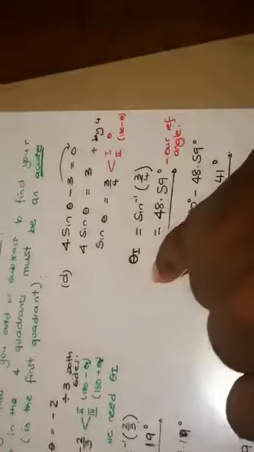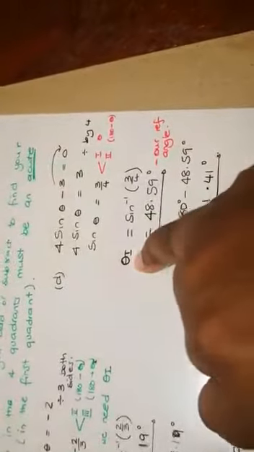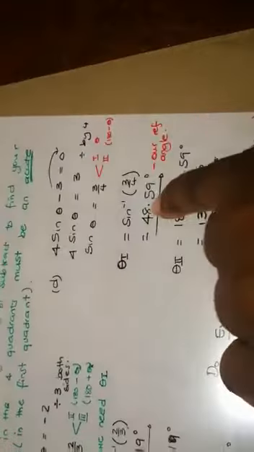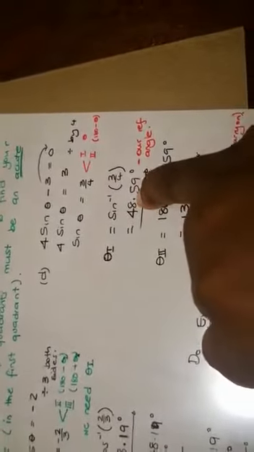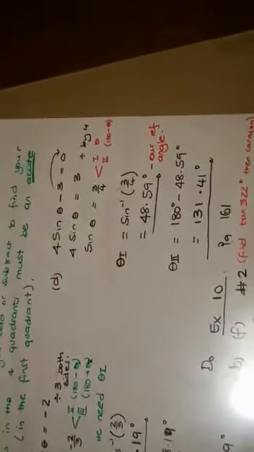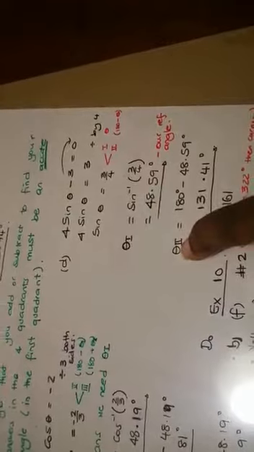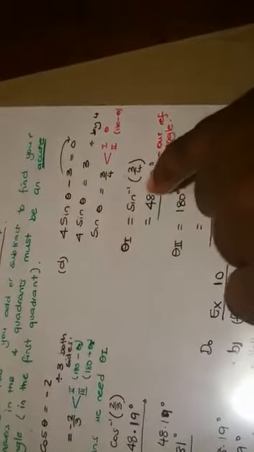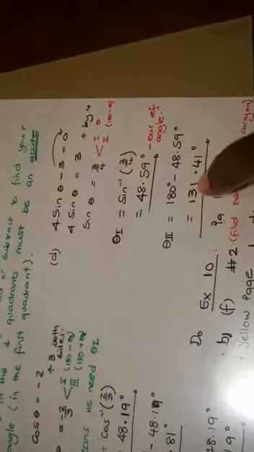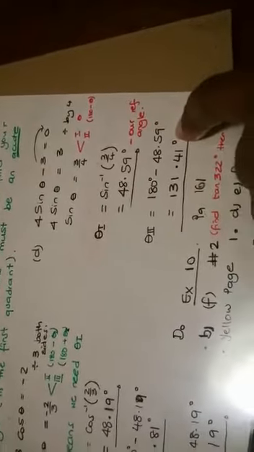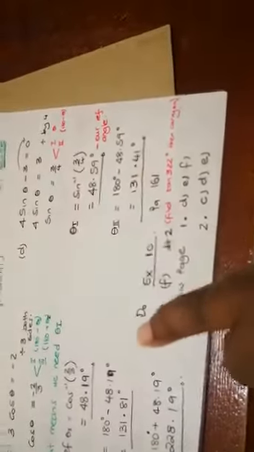Now, because this is positive, there's no need for us to find the reference angle first. We just go straight to quadrant 1 and we find that the answer is 48.59, which is our reference angle. Then theta number 2 is going to be 180 minus theta number 1, which is 131.41. Okay, so I hope the examples are clear.